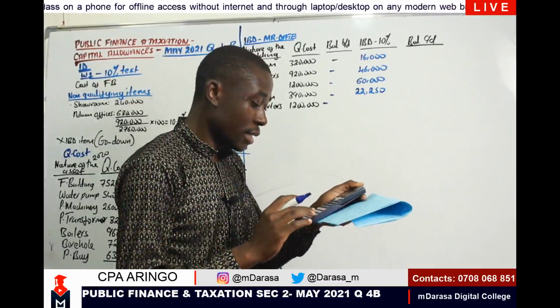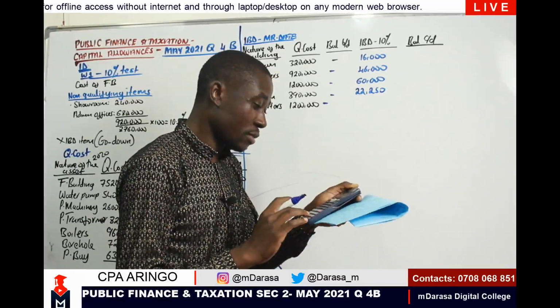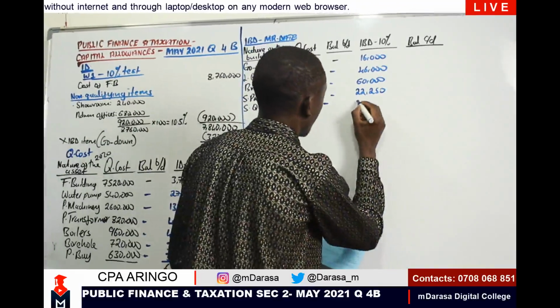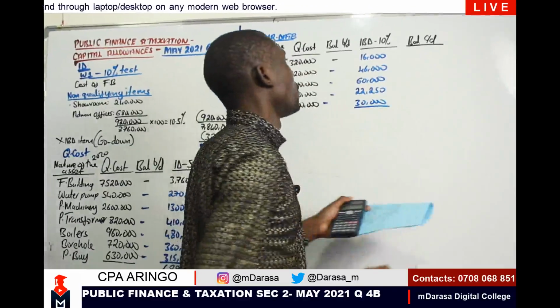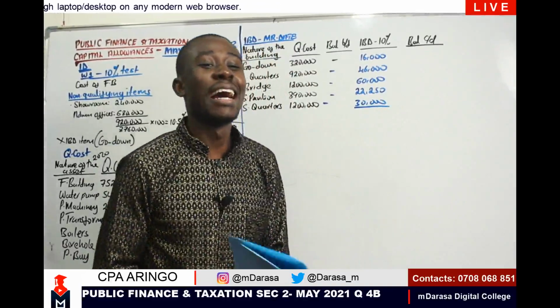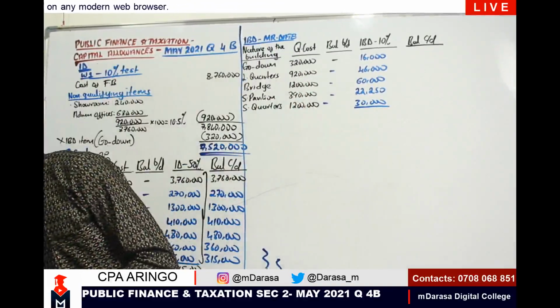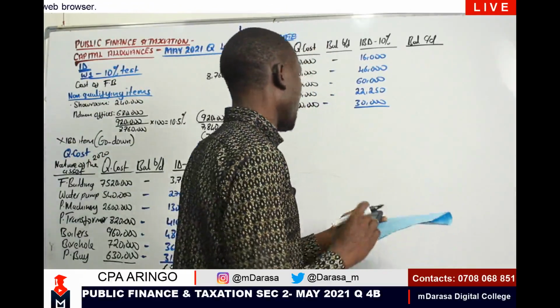What about staff quarters? 1.2, correct? Times 0.1, times 3 over 12. We should be talking of how much? 30,000. So I have computed our IBD, and that is what you're required to do. The concept of written down value will come very handy at this point.